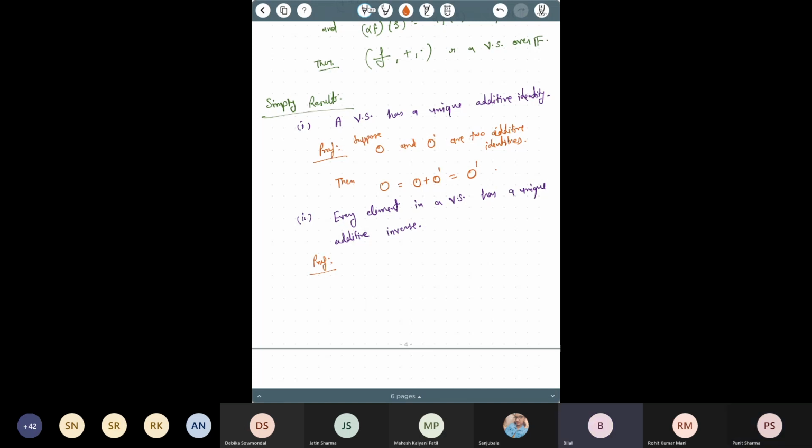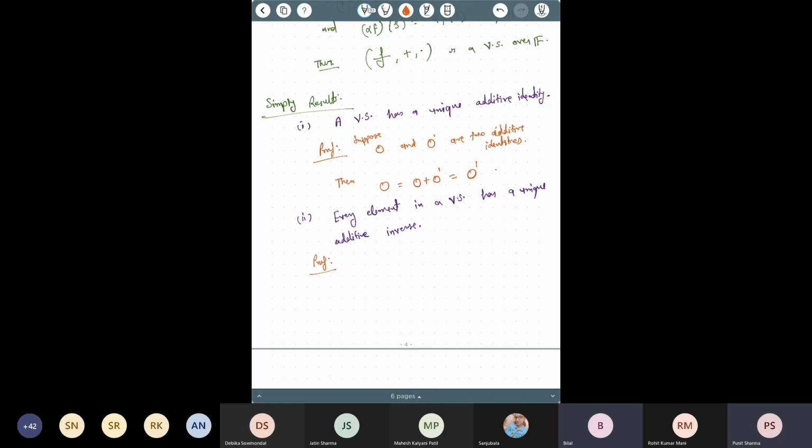Let beta 1 and beta 2 be two inverses of alpha. What is alpha? Alpha and beta belong to the vector space. So this is any alpha? Non-zero vectors, so let's say non-zero then. Alpha plus beta 1 equals the identity element. Alpha plus beta 2 equals the identity element. By comparing, we will say beta 1 equals beta 2.